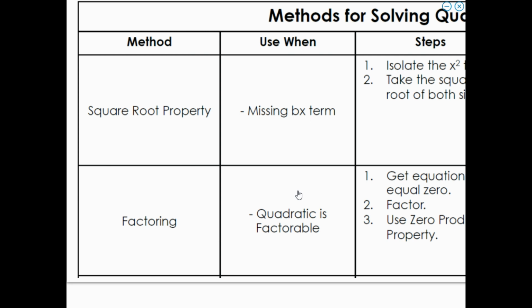Where is the bx term found in your problem? What do we call that? The x one. It's the middle term, right? So if there's no middle term, then the square root property is probably your easiest one to work and solve and use. Okay?